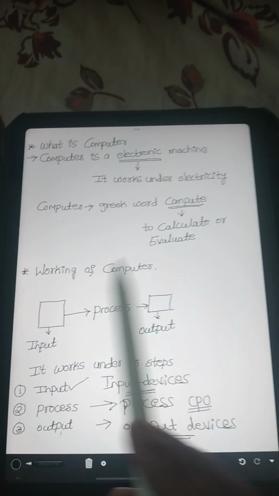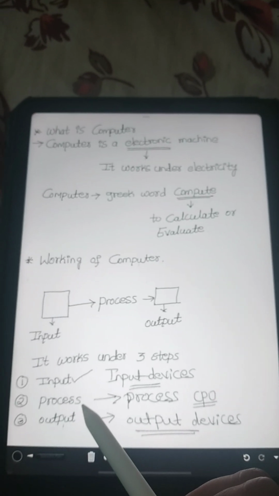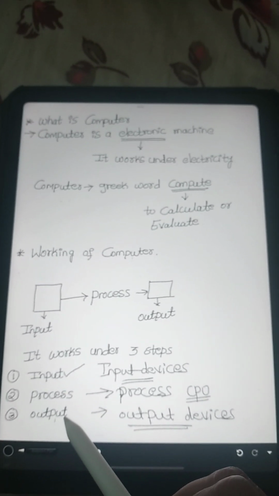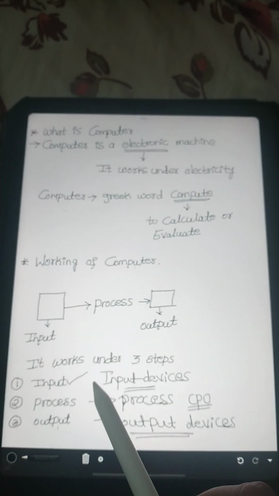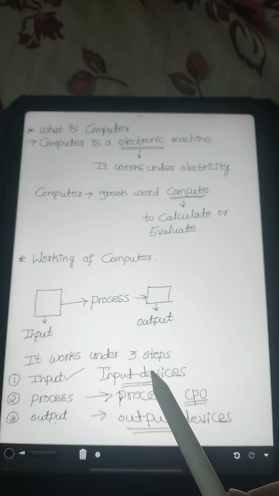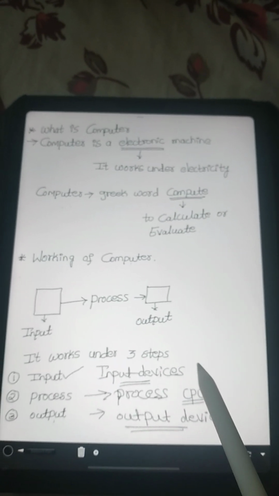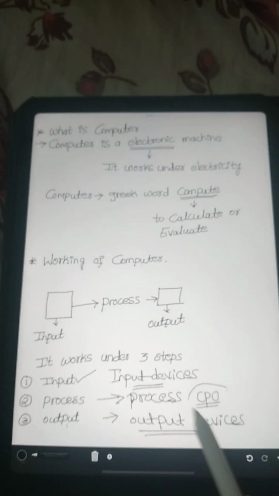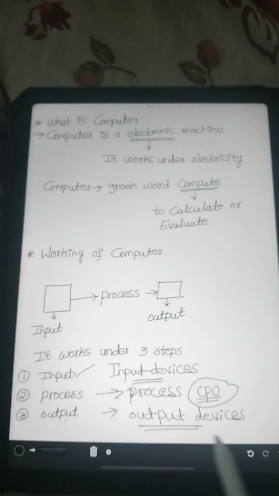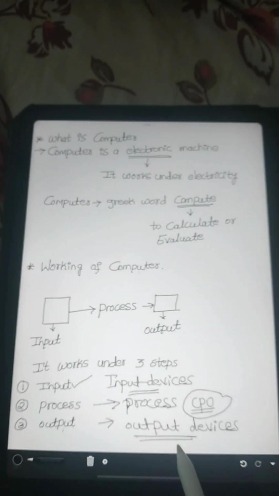So it works under three steps: first input, next process and output. First, we give input to the computer with the help of input devices, for example a keyboard or a mouse. After that, the input we have given goes through processing with the help of the CPU. Then we get the output from the output device, that is the monitor.